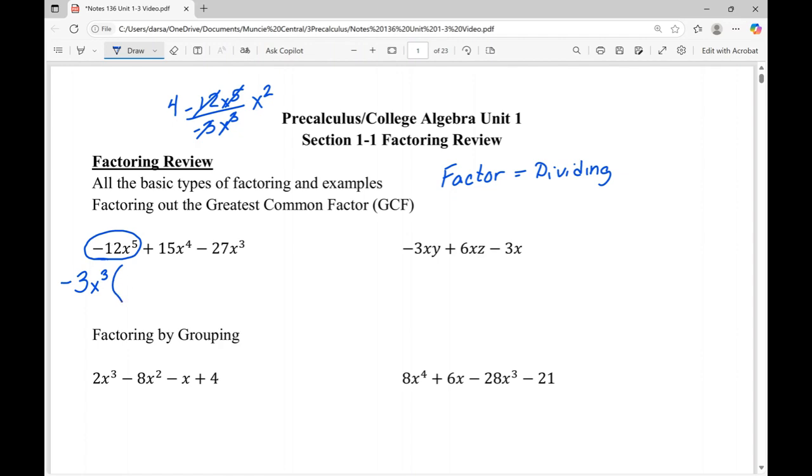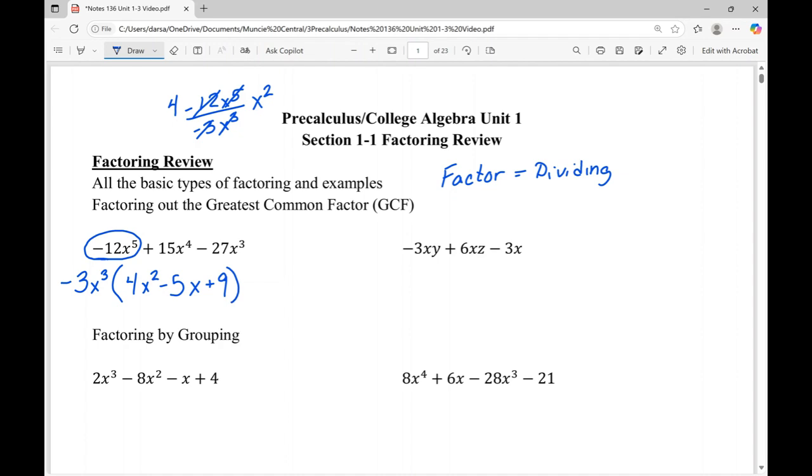So 12 divided by negative 3 is 4. X to the fifth divided by x cubed is x squared. That's what's left. Remember, factoring is dividing. Now, 15 divided by negative 3, that's going to give me a negative 5. X to the fourth divided by x cubed, that's just x to the first, or x. Our last term here, negative 27 divided by negative 3 is a positive 9, and x cubed divided by x cubed is 1. So there's no variables left for the x's, and we close off our parentheses there.